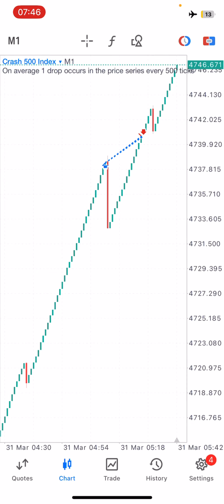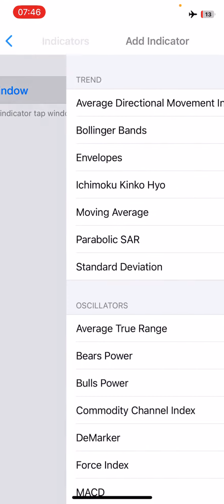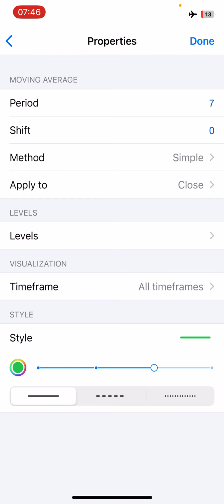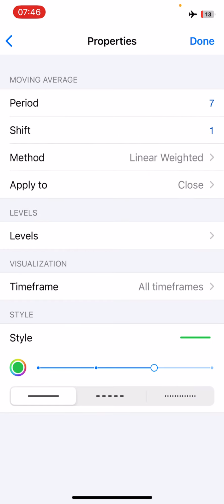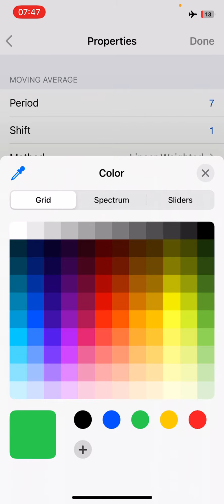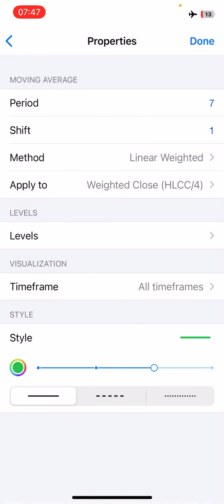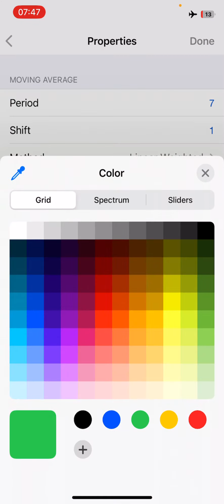Okay, so the first indicator that we want to add is a moving average. So I'm going to go to indicators, then look for the moving average. The first moving average that we want to add has a period of 7. We want to change the shift to 1. We want to change the method to linear weighted, and we also want to change apply to weighted close. And then I want to change the color to red.